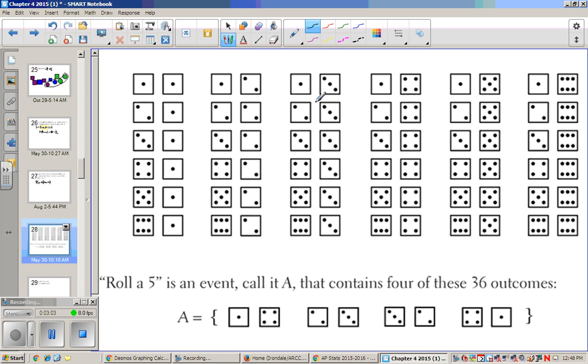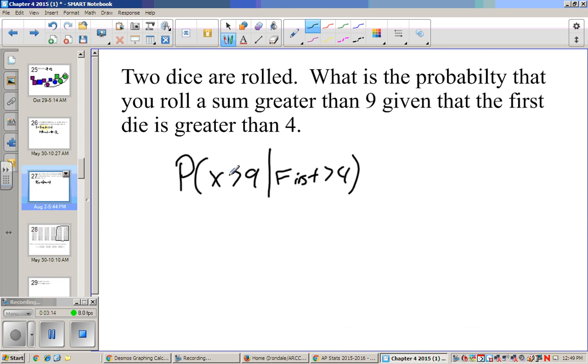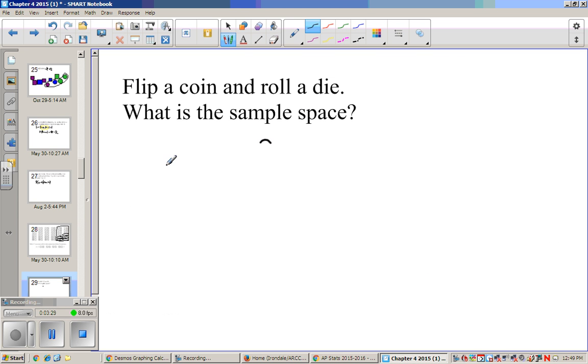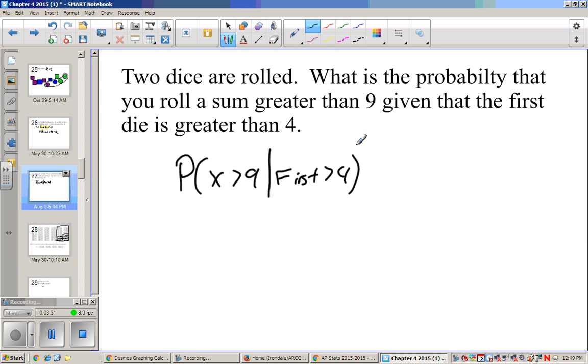So we look, and the first die is the top one. So greater than 4, our sample space is reduced to just these values. Out of those values, we will need to find the probability that the sum is greater than 9. So the sum greater than 9 would be 1, 2, 3, 4, 5. So 5 out of 12 is going to be my probability.